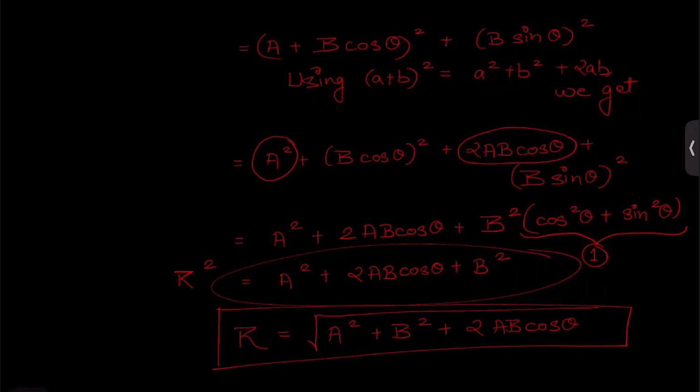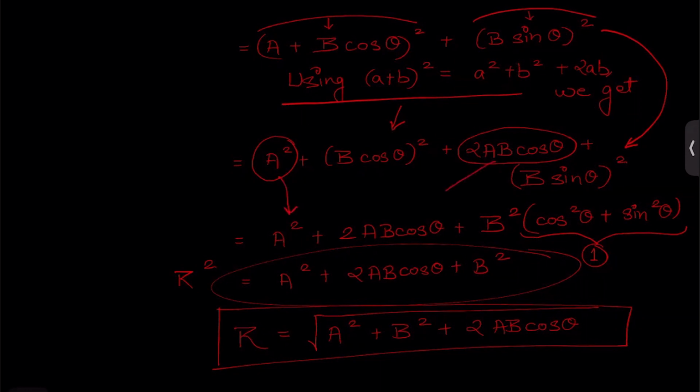I hope it is clear. You understood this concept, how this thing came. It is a plus b cos theta. We understood this, that this is b sin theta. By using a simple identity, we wrote it in this form. We just substituted this here. Then we again wrote that this was a square, this was 2ab cos theta, and then we wrote b cos theta whole square plus b sin theta whole square as b square into cos square theta plus sin square theta. This came out to be equal to 1.